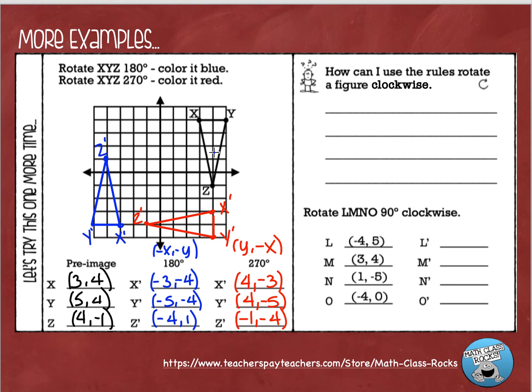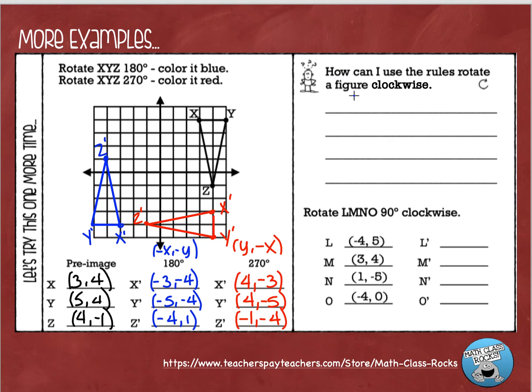If I was rotating a figure 270 degrees to the left, right? That would be 90, 180, 270. That would be this red one right here. That would be the same thing as going 90 degrees to the right, right? 90 degrees to the right would put it there. So 270 to the left is the same as 90 to the right. Does that make sense? I hope so, because 360 degrees is a complete circle.